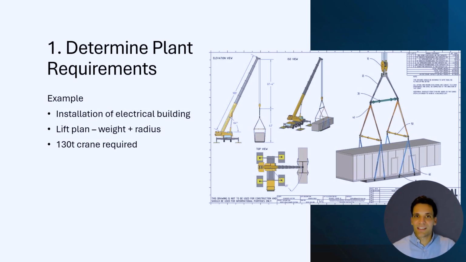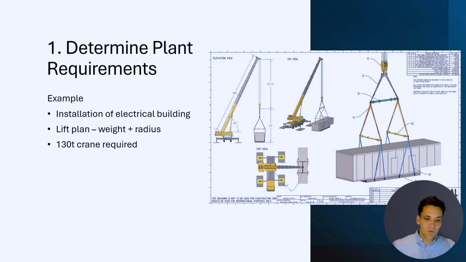As an example, say we need to install an electrical switch room and we know we're going to need a crane to do this. We can't just pick any old crane, we have to pick the correct crane for the job. So as an example, for craneage, we create a lift plan. A lift plan is basically a study or an analysis we do to determine what sort of crane we need for a specific construction activity. And we do this by looking at the weight of the object we have to move and the distance we have to be away from where we install it.